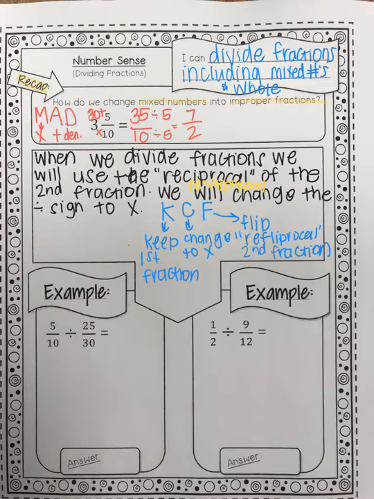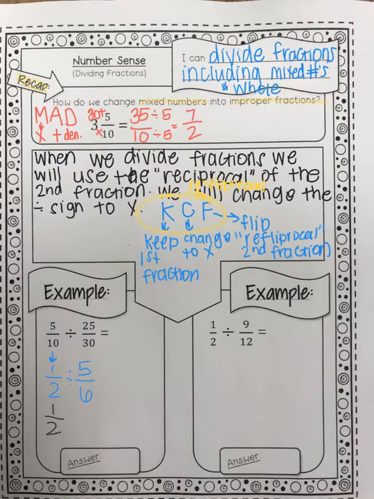Okay. So let's look at 5/10 divided by 25/30. First of all, do you want to go ahead and simplify these before we start? All right. What can 5/10 be simplified to? 1/2. Since that's an equivalent fraction, I'm allowed to do that. What about 25/30? They're both divisible by 5, so you can turn it into 5/6.